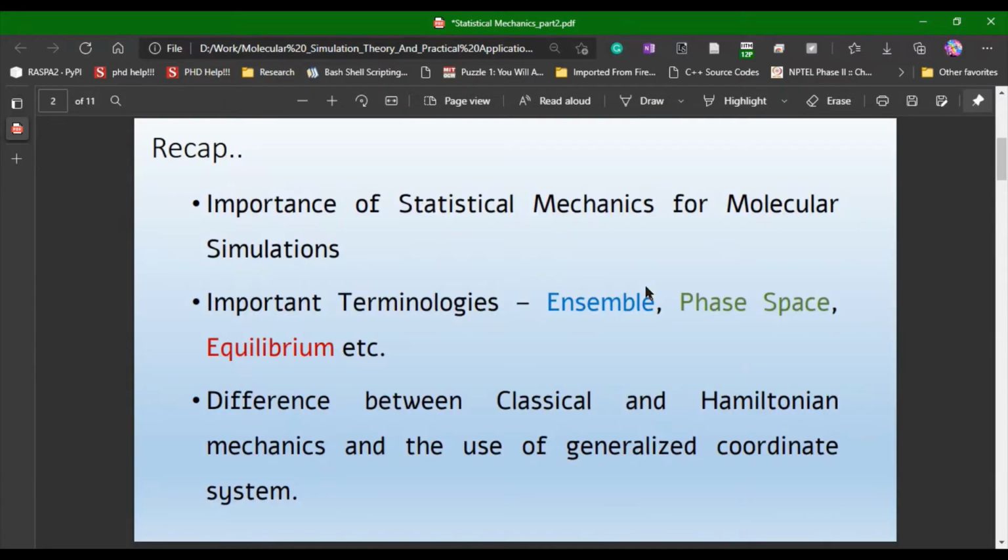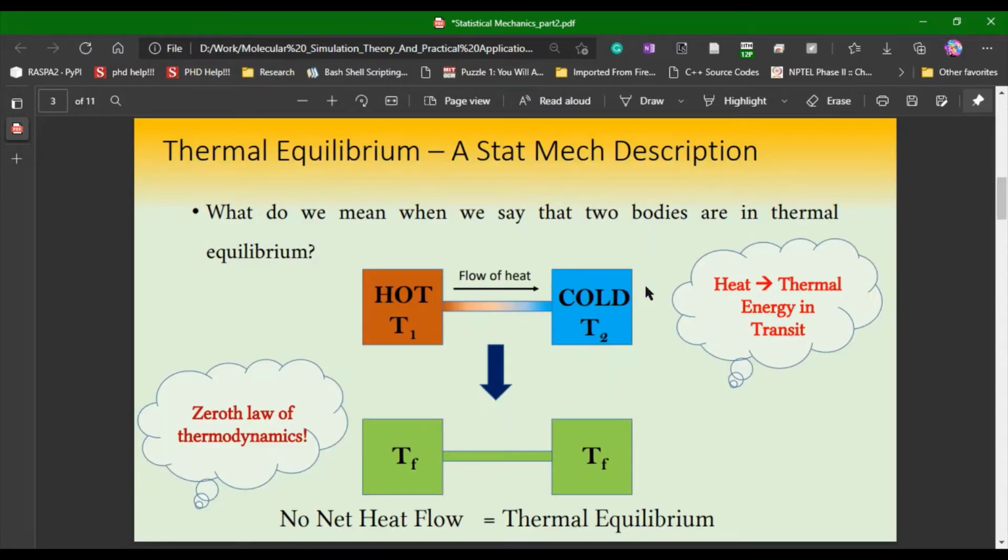Just to recap, in the previous video we looked at the importance of StatMech for molecular simulations, and we went through some important terminologies like ensemble, phase space, particle system, equilibrium, etc. And then in the end we talked about the difference between classical and Hamiltonian mechanics and the advantage of using a generalized coordinate system. In this video we'll be talking about temperature and how to describe temperature using StatMech concepts.